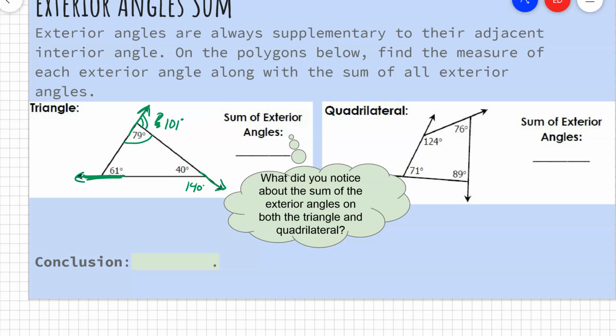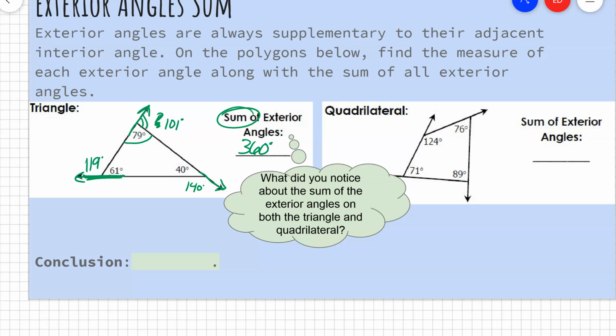180 minus 61 is 119 degrees. If I were to add all of those angles together, because it says sum of the exterior angles, we would end up, and I'm just double checking, but I already know the answer, with 360 degrees. All right, so let's go ahead and take a look on this side and see if it becomes the same thing when we're working with a quadrilateral.